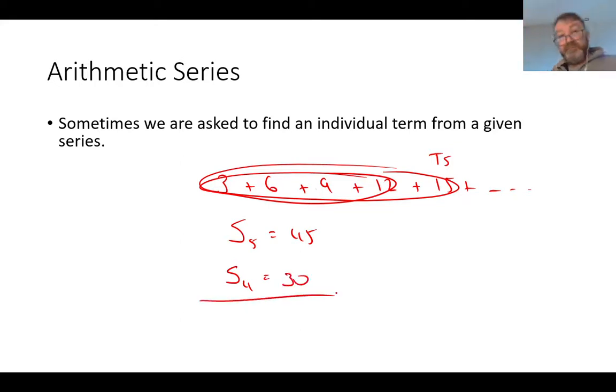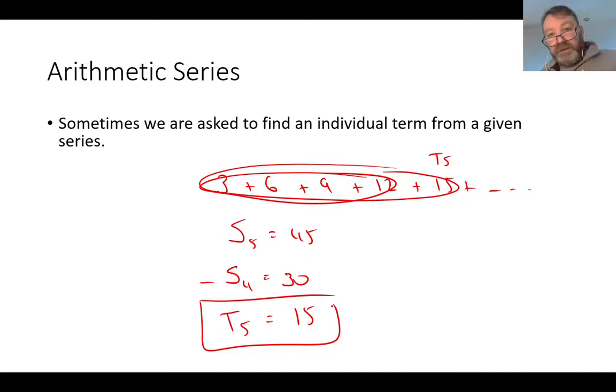Look what happens. If I take the sum of the first 5 terms and I remove the sum of the first 4 terms, I actually end up getting the value of the 5th term, which is 15. So if they don't tell you what the terms in a particular series are, but they do tell you the value of the sum of the first number of terms, then all you've got to do in order to work out the value of individual terms is to go to the sum of that number of terms and then subtract the sum of the number of terms before that.